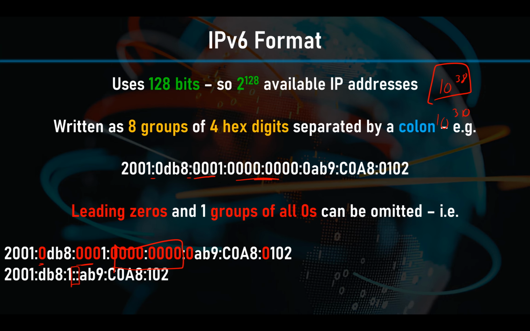So the thing to note is we can only do that for one group of all zeros. If we have two groups of all zeros, we can't omit both of them. So I guess, two non-contiguous groups of zeros. Right, and that one we'll see in a minute.